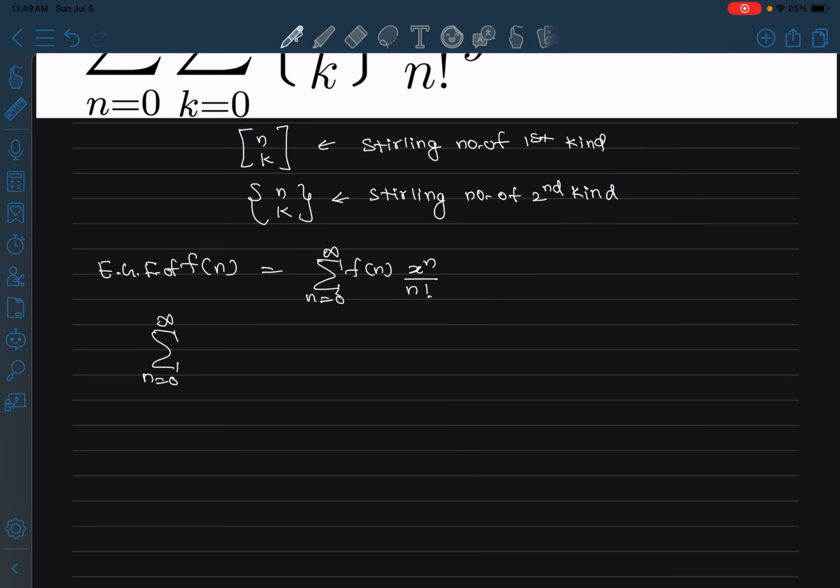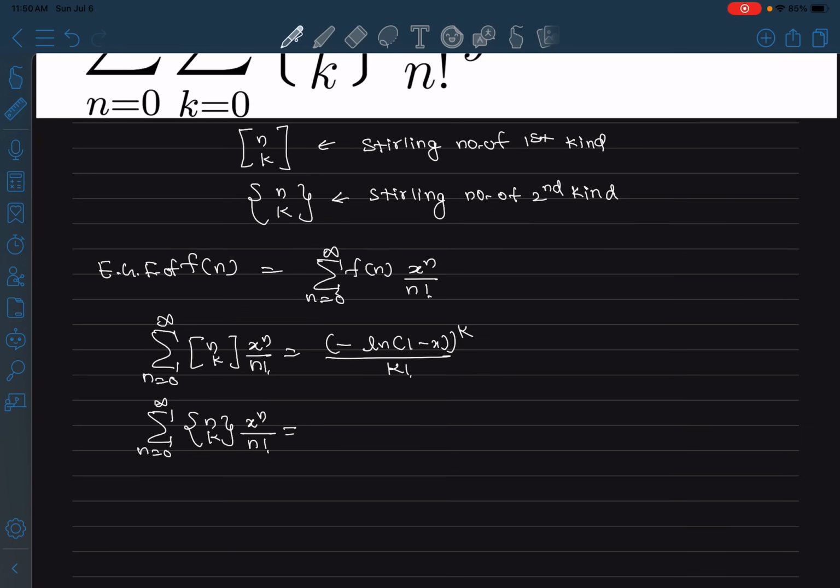For the first kind, the sum of [n k] x to the power n by n factorial was minus ln of (1 minus x) to the power k by k factorial. And for the Stirling number of the second kind, the sum of {n k} x to the power n by n factorial was equal to (e to the power x minus 1) to the power k by k factorial.